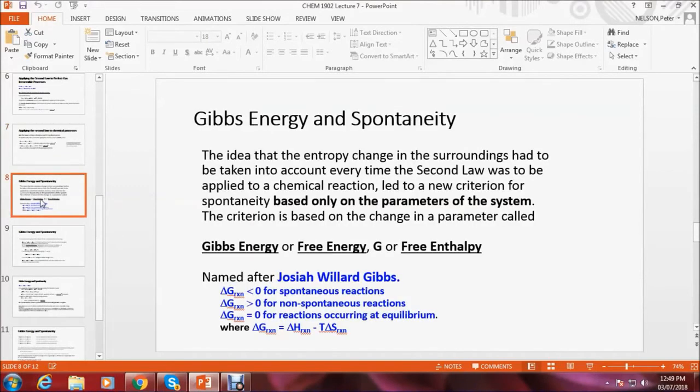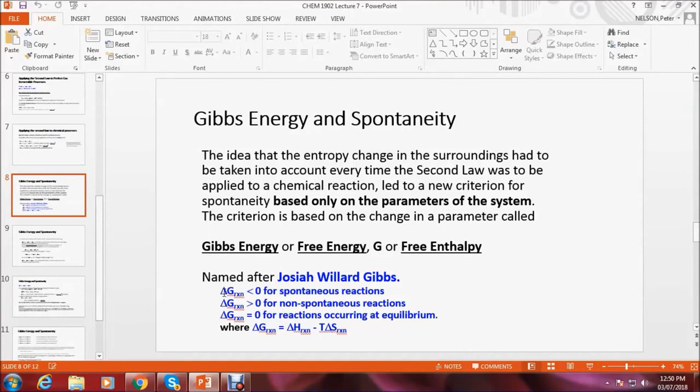Now let's look at a new criterion for judging spontaneity, and this is called the Gibbs energy, which was developed by Josiah Willard Gibbs, an American scientist, some time ago. Now, entropy was a criterion, but we had to consider the environment. It was a good criterion, but it's too much work. So let's talk about what we call the Gibbs energy.